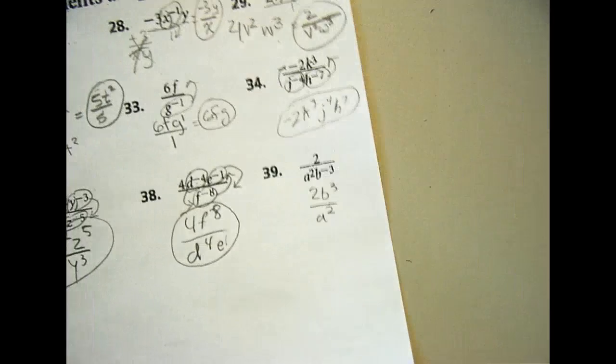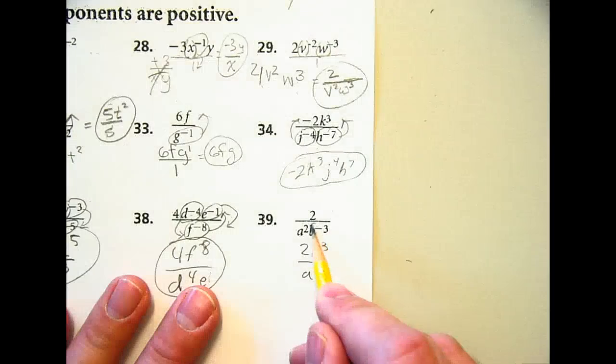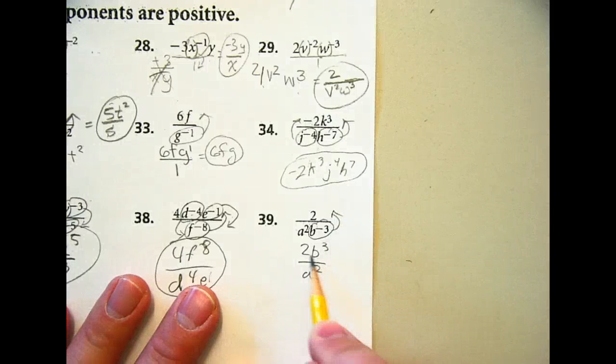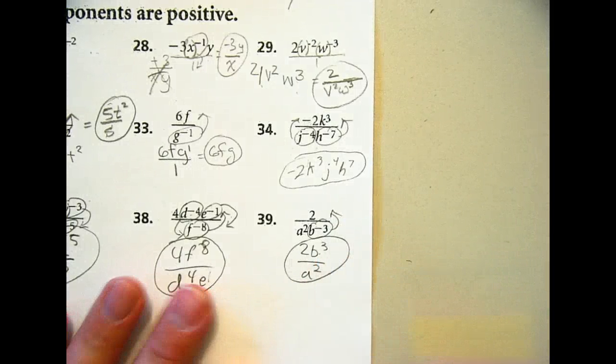All right. Good. So the B cubed moves up. B to the negative third. That makes it positive. We get the A squared.